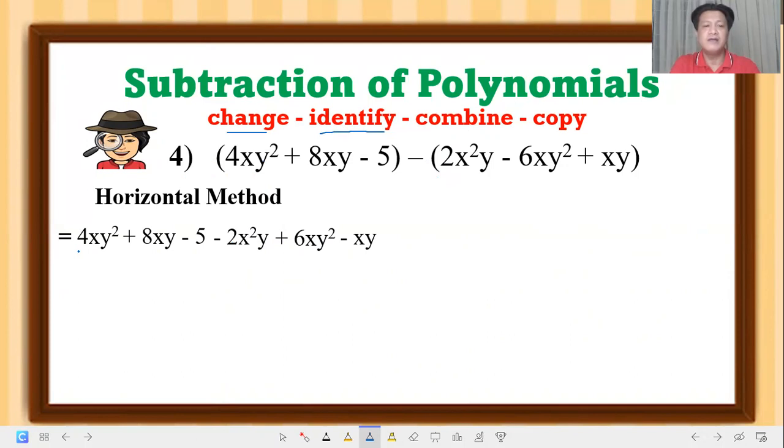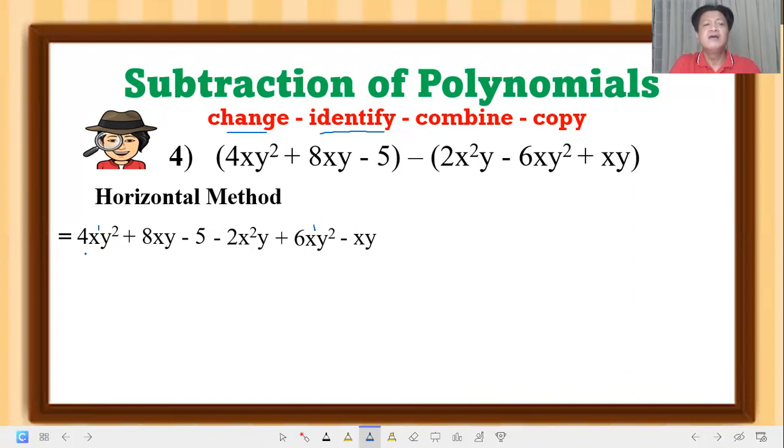Sino yung like terms natin? Okay, be careful with this. Diba sabi sa like terms, same dapat ang kanilang literal coefficient. Kung mapapansin natin, ito, xy squared. Ito ay x squared y. Ito naman ay xy squared. So kailangan titignan natin, ang exponent kasi ni x dito is 1. Ito ay 2. Ito ay 1.